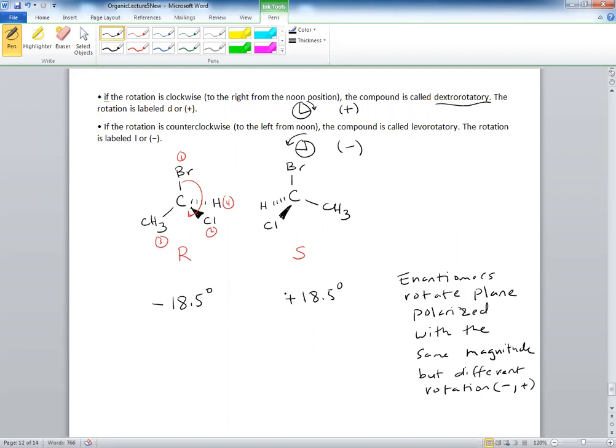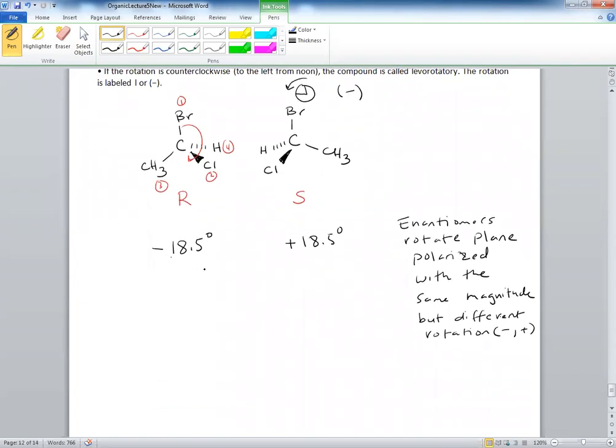Now, I did this on purpose. You might say, hey, wait, R to the right, that's a positive. There's no relationship between positive, negative, dextrorotatory, and levorotatory with R and S. So R doesn't have to be a positive, or S doesn't have to be a negative. You can have S with a positive or a plus rotation, or you can have R with a negative. That's absolutely fine.